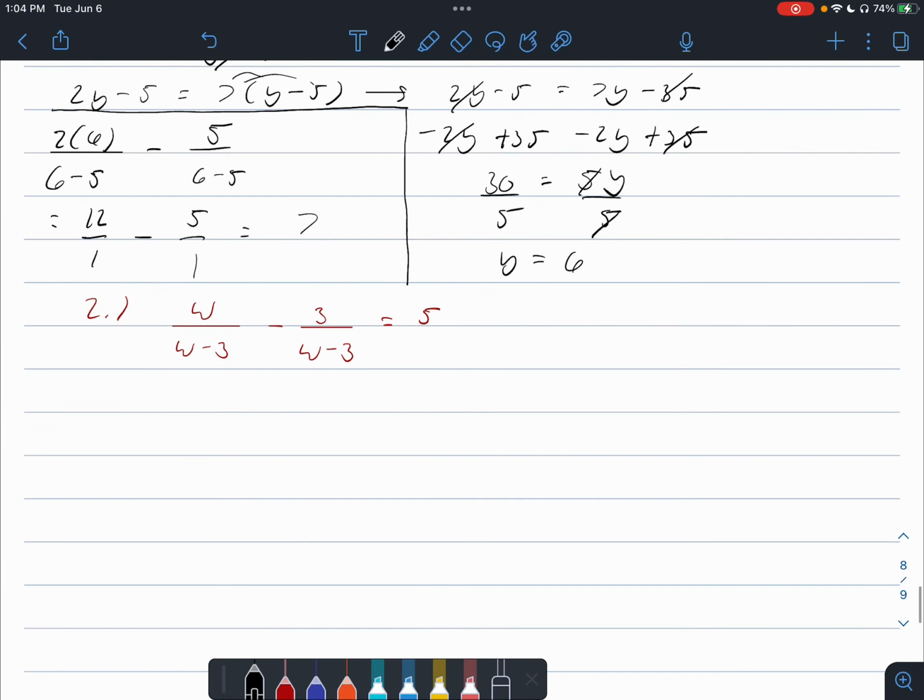Okay, let's take a look at an interesting example here. Here we have w over w minus 3 minus 3 over w minus 3, and that's going to be equal to 5.